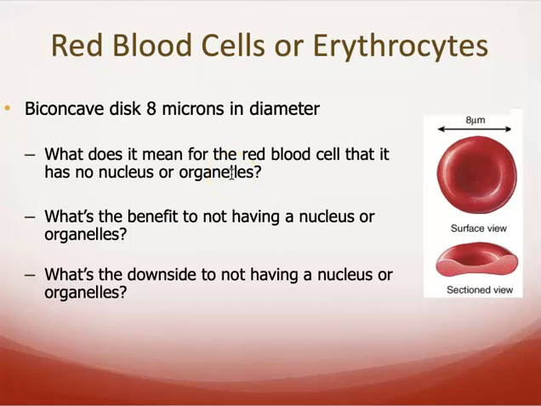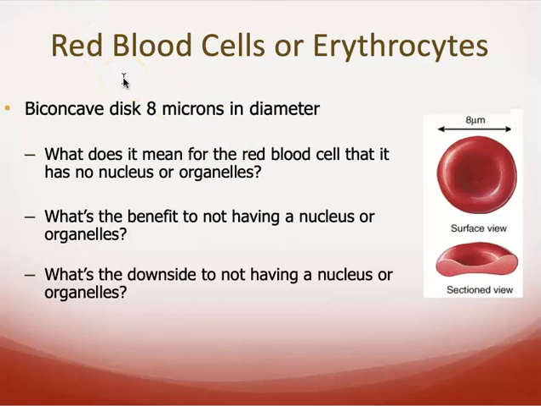So I want you guys to think about these three questions for a moment. I'm going to just pause. Maybe you can hit pause on the recording too. Just give it a thought. So what does it mean that a red blood cell has no nucleus or organelles? What's the benefit of that? And then what's the downside?